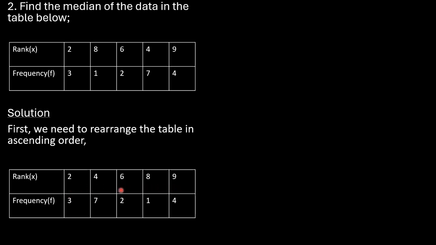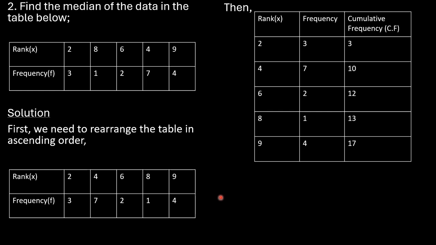Another thing to take notice of is that the frequency of each value remains the same. For example, the frequency of 4 here is 7 and the frequency of 4 here is 7. Don't just rearrange the values without arranging its frequency properly. Now, what we have to do is get the cumulative frequency of these values. Now, how do we get the cumulative frequency of values in a frequency table?